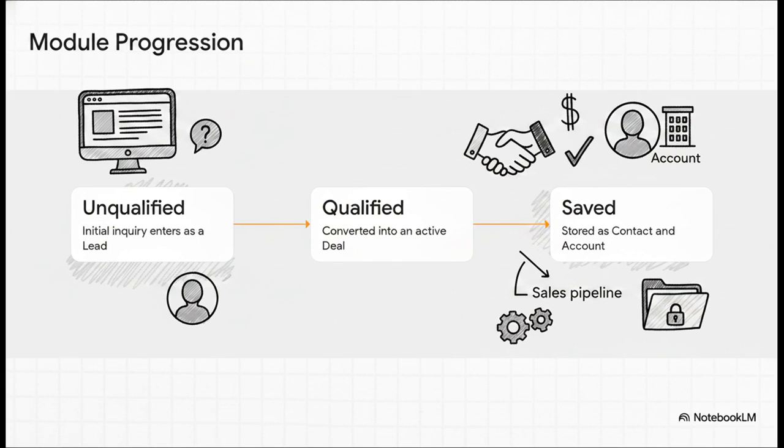There's a natural progression here. Imagine a 15-person consulting firm. Someone fills out a contact form on their website. That initial inquiry drops in as an unqualified lead. Then, once the firm actually talks to them and confirms they're a good fit, that lead is converted. It transforms into a qualified deal in the sales pipeline, and the person and their company are saved as a contact and an account. Let's break those 4 containers down one by one.